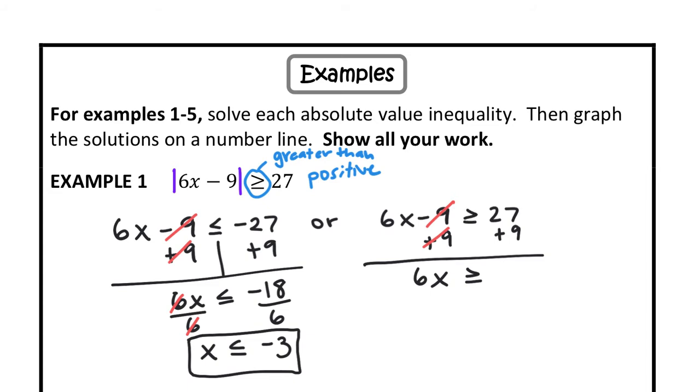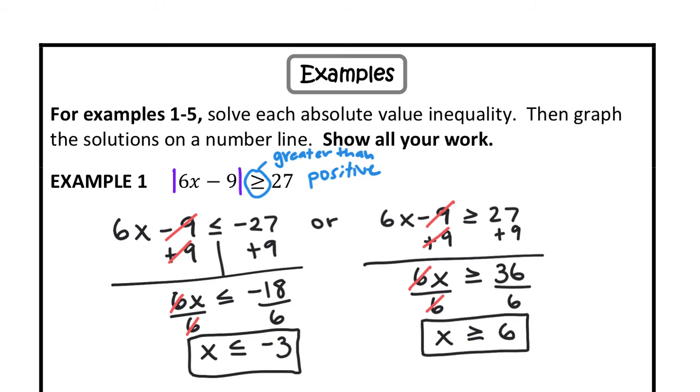Okay. But this time, look at the difference between my two situations here. Here I have negative 27 plus 9. Here I have positive 27 plus 9. So positive 27 plus 9 is going to be positive 36. But I'm also going to divide by 6, because the opposite of multiplying is dividing. And so my other answer is x greater than or equal to 36 divided by 6, which is 6.